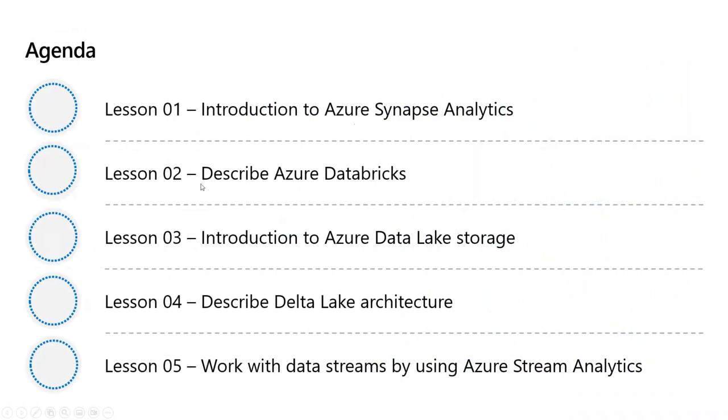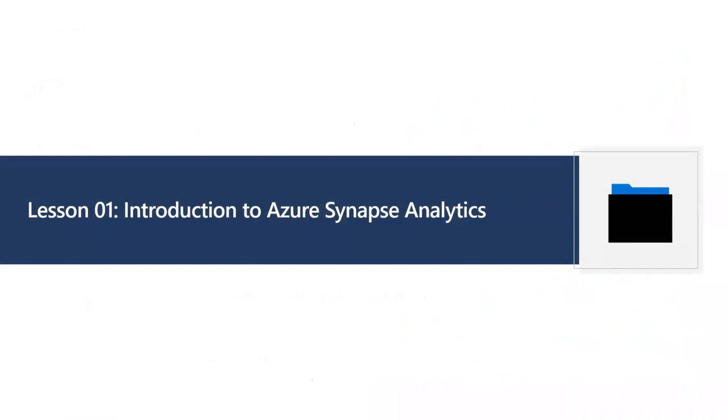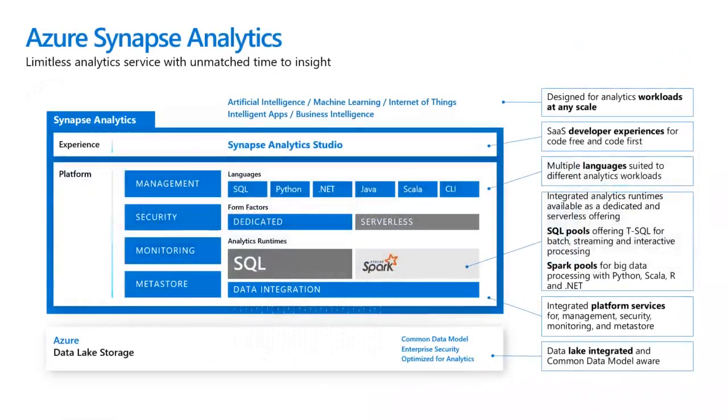Then we're gonna describe quickly Azure Databricks, and that's really useful when you're working with data scientists and doing some machine learning things. We're gonna introduce the storage option, especially the data lake. What is a data lake architecture? And finally, how to work with data streams using Azure Stream Analytics. So let's go on with the first lesson, introducing Synapse.